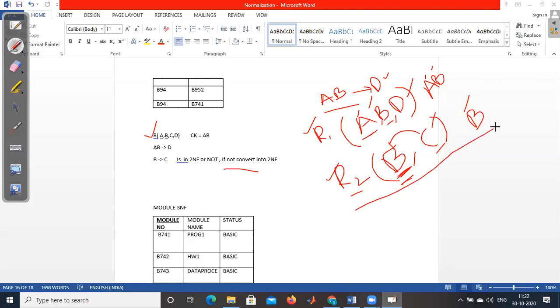Students, do you have any doubts regarding second normal form? It is very, very important and very easy. Please respond in the chat box. Do you have any doubt regarding this second normal form? Hello, students.